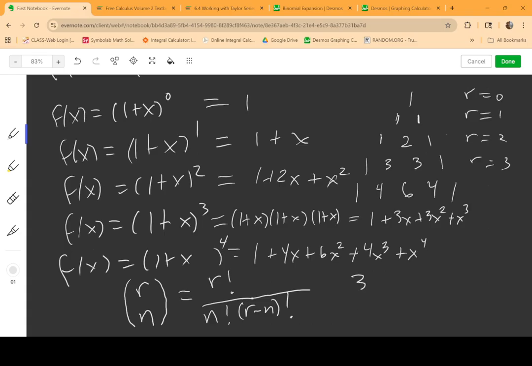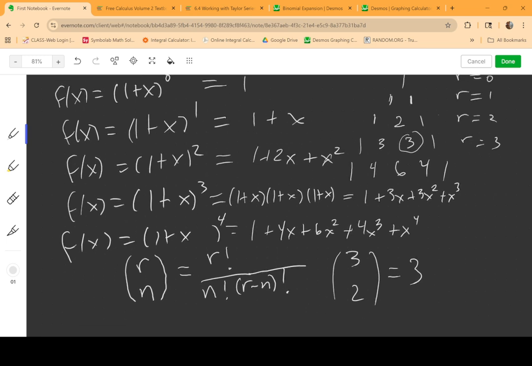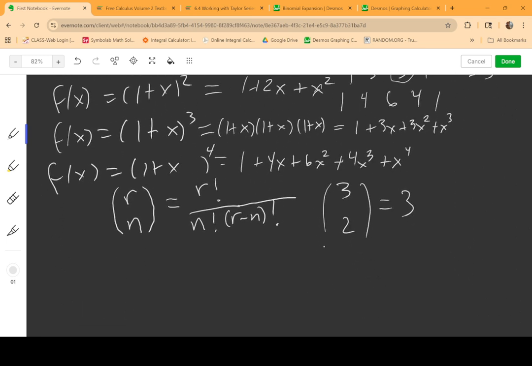So something like the third row, second element. All right, so here 0, 1, 2, 3. The second element 0, 1, 2. Right? So that would be 3. Right now, in terms of this algebraic calculation, right?